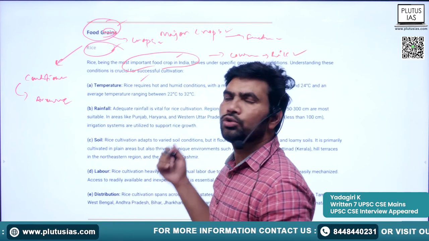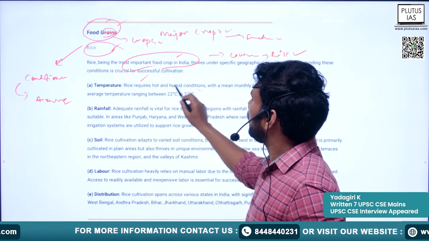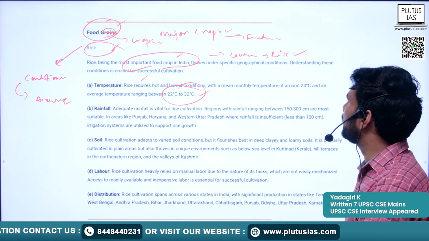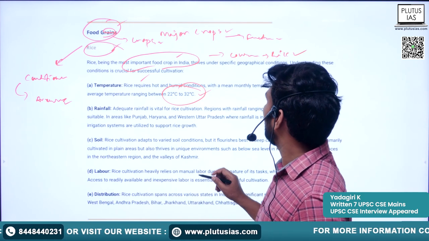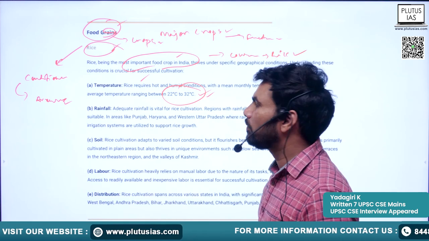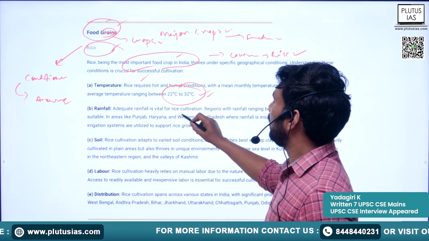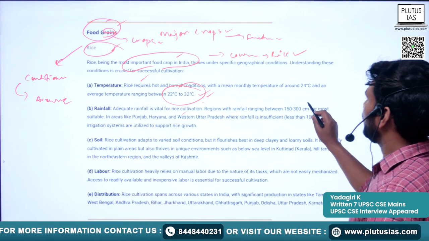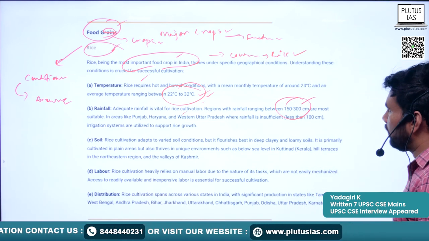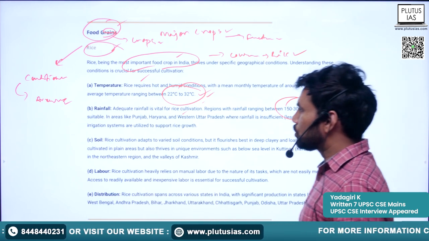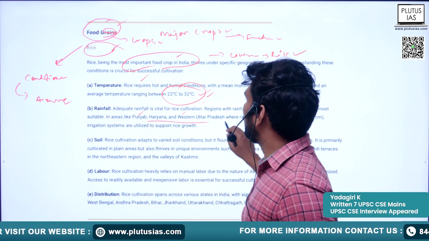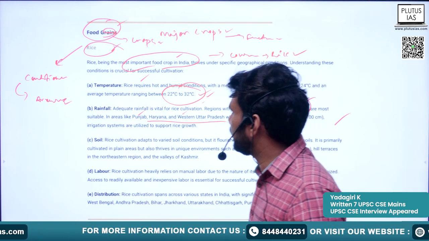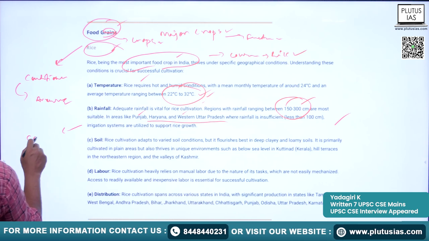The conditions suitable for rice cultivation: temperature ranging between 22 to 32 degrees centigrade is suitable. Rainfall: adequate rainfall is vital for rice cultivation. Regions with rainfall ranging between 150 to 300 centimeters are most suitable. In areas like Punjab, Haryana and Western Uttar Pradesh, where the rainfall is insufficient, that is less than 100 centimeters, canal irrigation is provided.